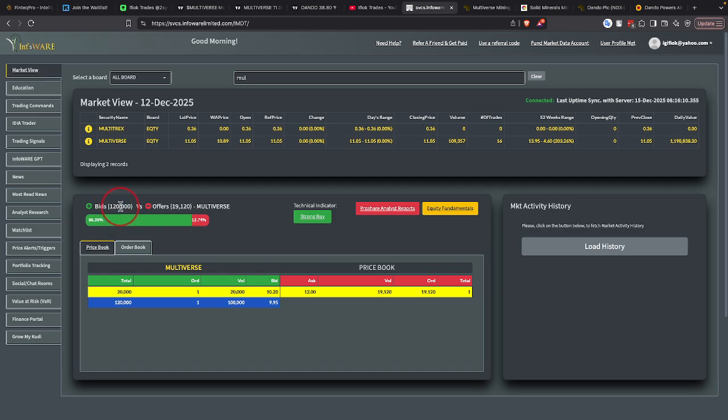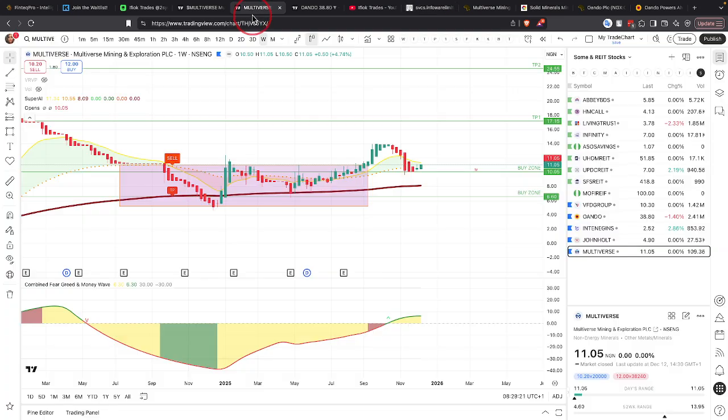We have 120,000 people willing to buy Multiverse. And see the prices they are willing to buy Multiverse at: 9.95 naira and then 10.20 naira, and yet the only people willing to sell are willing to sell Multiverse at 12 naira per share. So what does that tell you? There is more interest, more people are willing to buy as opposed to sell, and so that is a positive signal for me, and that's pretty much why I'm very positive about Multiverse.